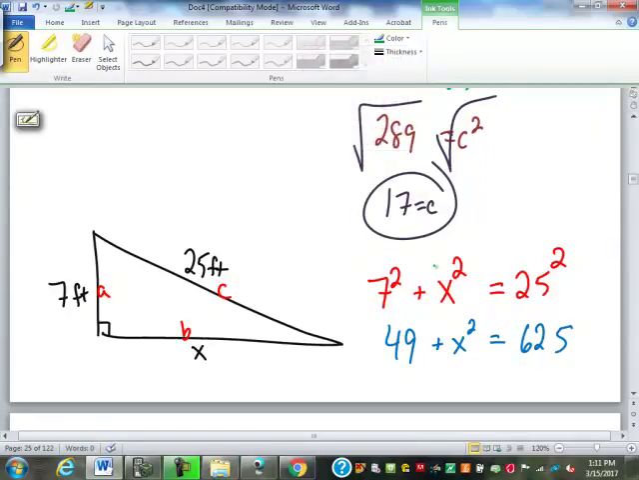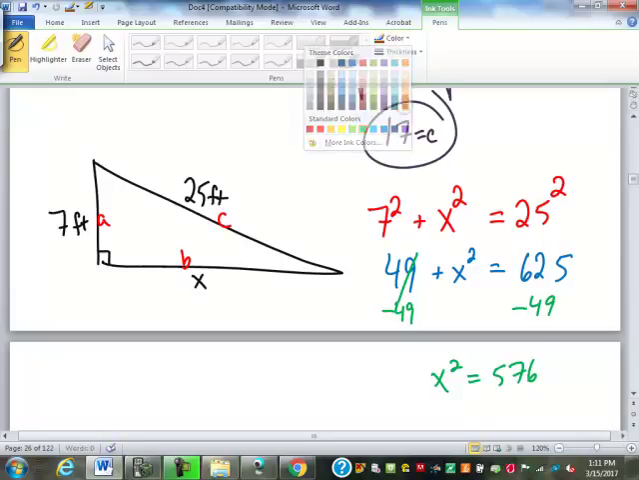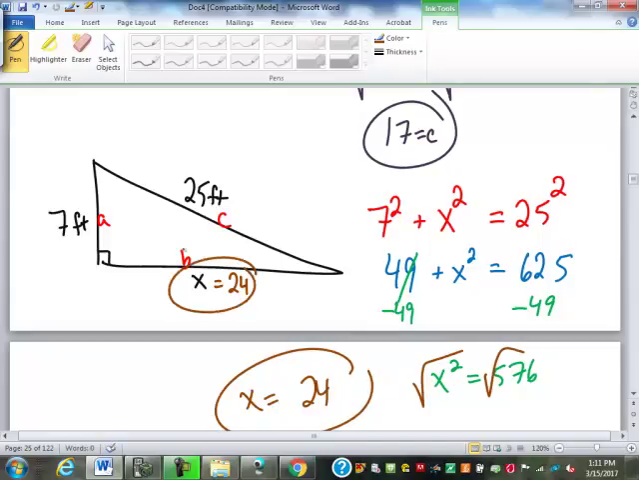Now I have to solve the equation. I'm going to subtract the 49. So X squared equals 576. And then a square root. The square root of 576 is 24. That's 24.